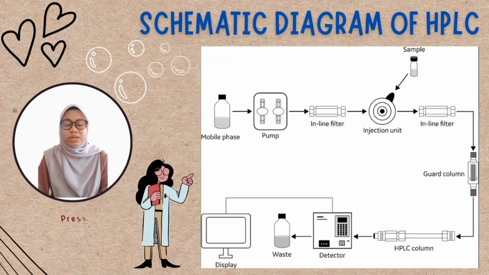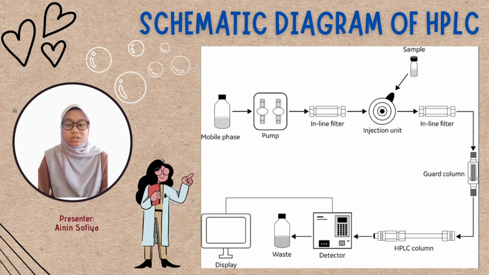Next, in this slide, we can see how the HPLC works in this schematic diagram of HPLC. First, a liquid sample is injected into a stream of solvent, the mobile phase, that continuously flows through a column packed with a separation medium, the stationary phase, by the pump. Sample components separate from one another by a process of differential migration as they flow through the column. The guard column's principal purpose is to shield the main column from contaminants.